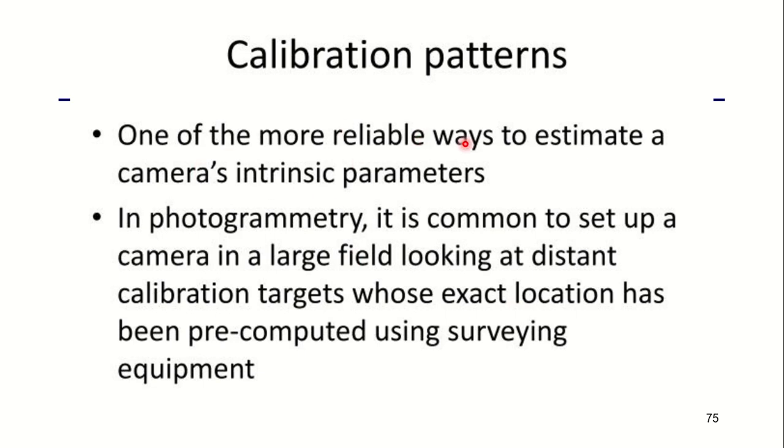One of the more reliable ways to estimate a camera's intrinsic parameters is in photogrammetry. It is common to set up a camera in a large field looking at distant calibration targets whose exact location has been pre-computed using surveying equipment.